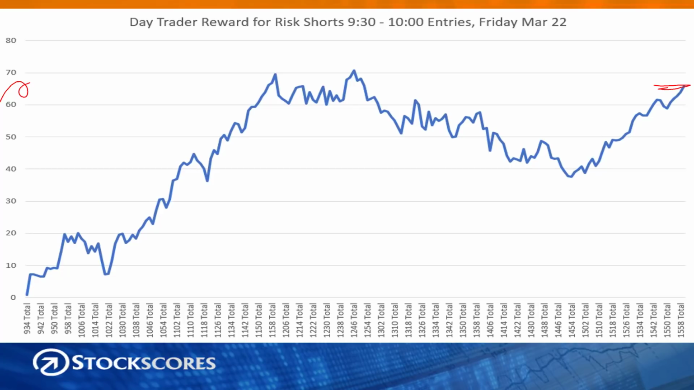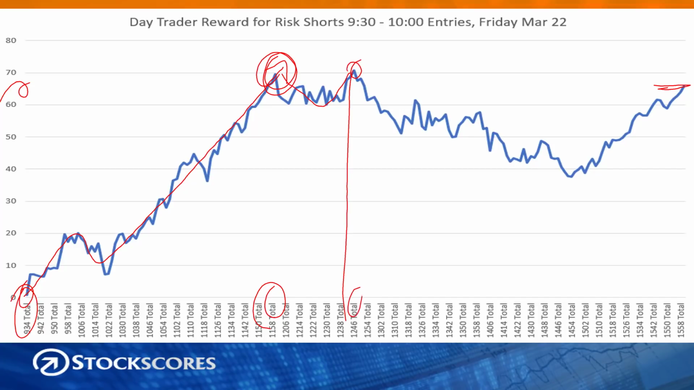Of course, at the open of trading, 9:32, we're at 0. And as the market was falling and as these stocks were falling, of course, their profitability was rising. And it maxed out at 70 RR at about noon, so 11:58. And then it pulled back a bit and went back up to around 70 at about 1:45.